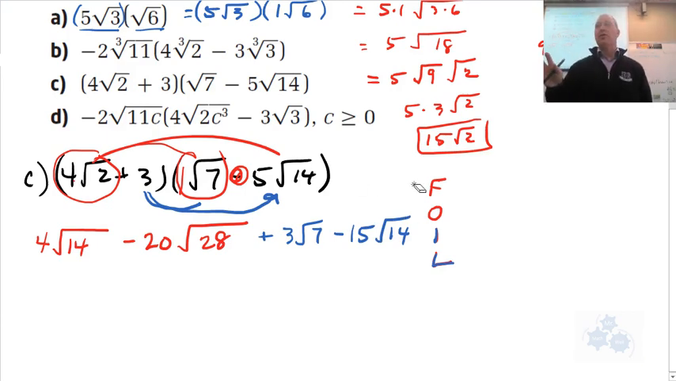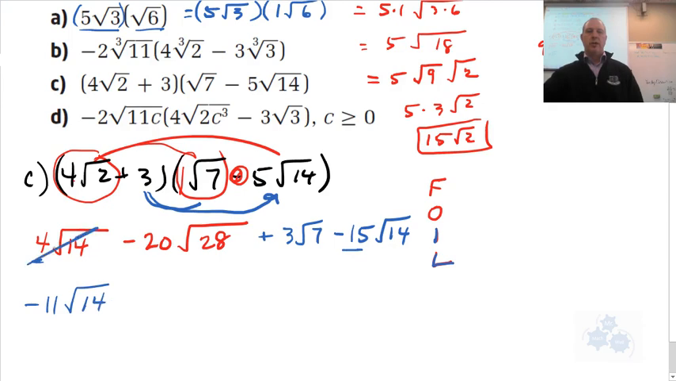A couple other things we need to do. We need to gather like terms if we can, and we need to simplify if we can. So I see some like terms here, so you could simplify those right away if you like doing that right away. So 4 root 14 minus 15 root 14. 4 minus 15 is negative 11 root 14. Okay, those are taken care of.